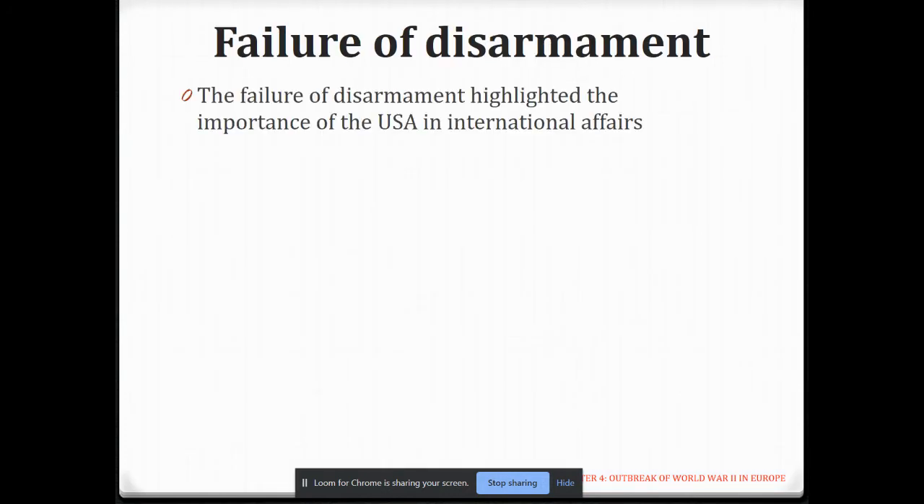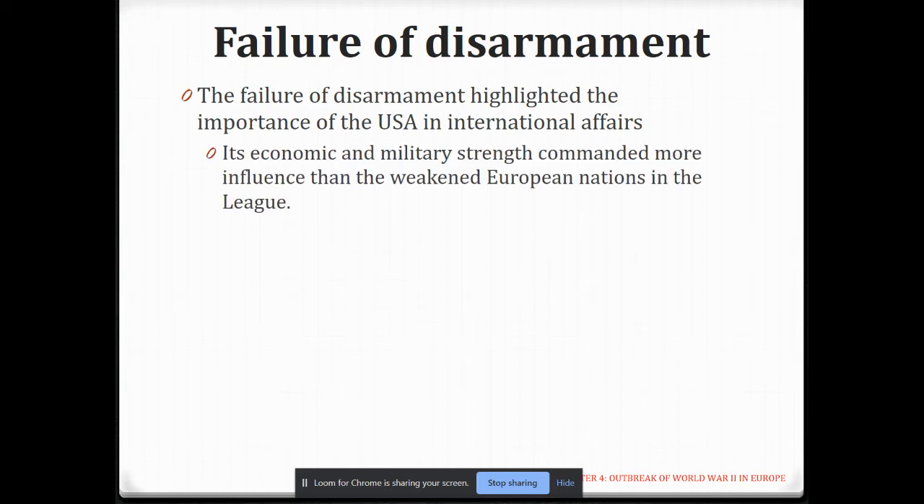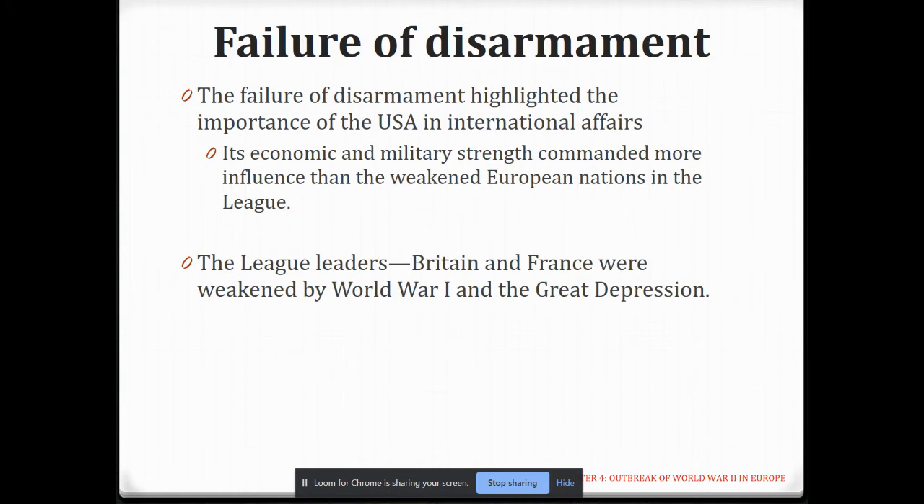Now, the failure of disarmament highlighted the importance of USA in international affairs. If you recall, USA were not part of the League of Nations, so nothing could be enforced. And why were they important? Because its economic and military strength commanded more influence than the weakened European nations in the League. So, without the USA to enforce whatever they wished to carry out in terms of disarmament, it was difficult to ensure that disarmament was a success.